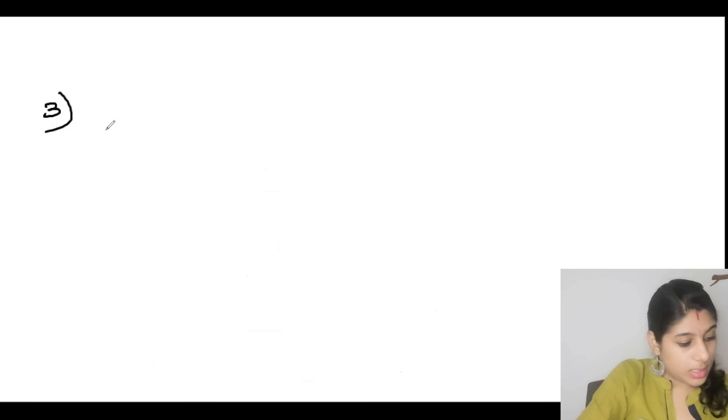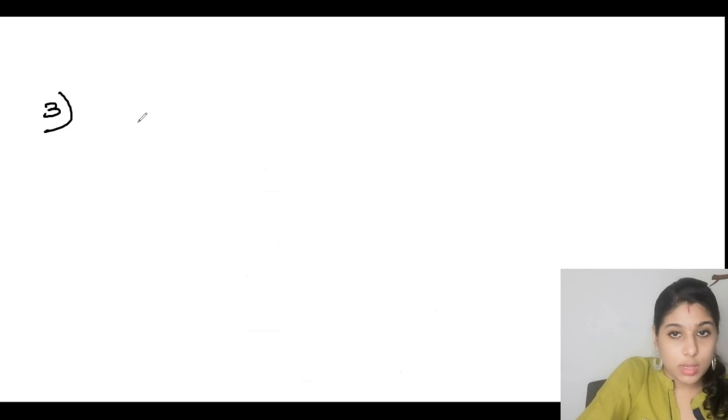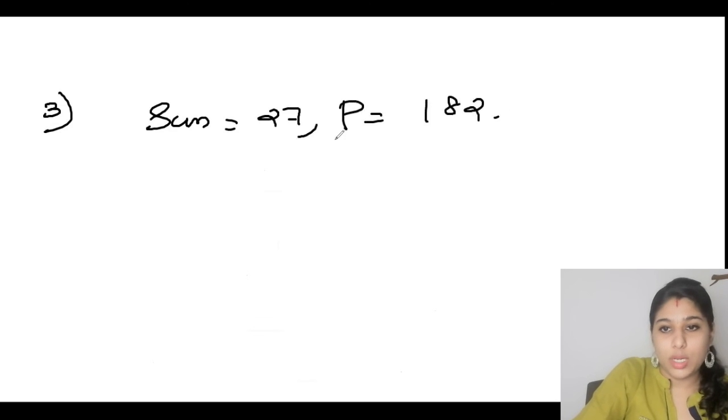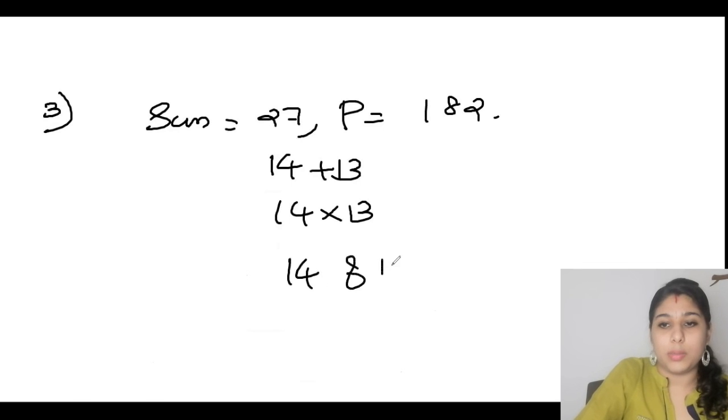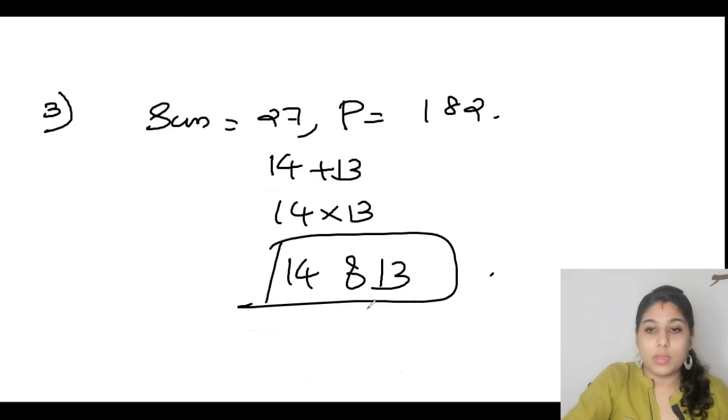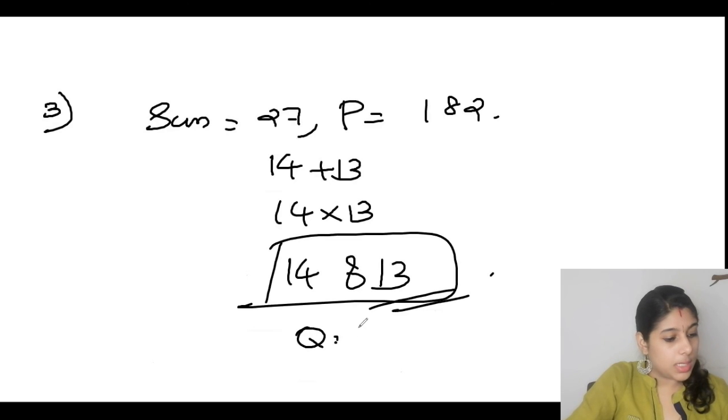The third question of the exercise is: find two numbers whose sum should be 27 and the product should be 182. By seeing only we can understand 14 plus 13 is 27 and 14 multiplied by 13 is 182. So 14 and 13 are the numbers.